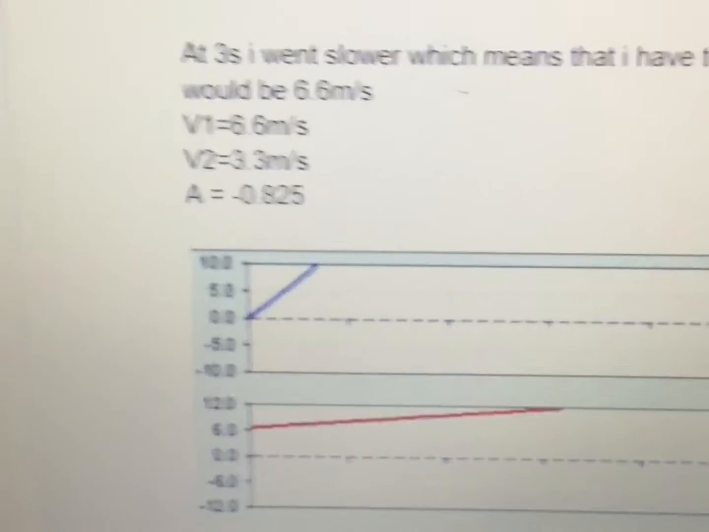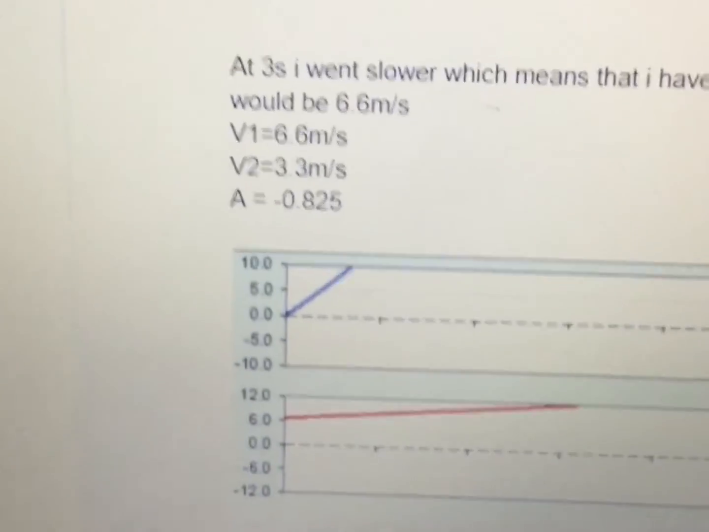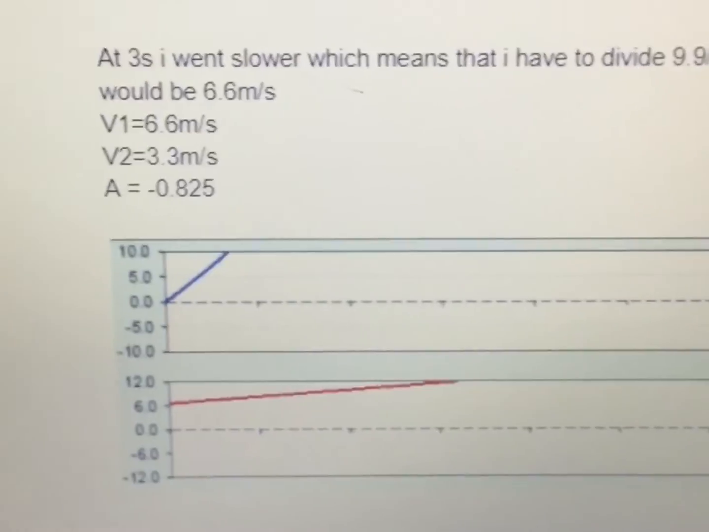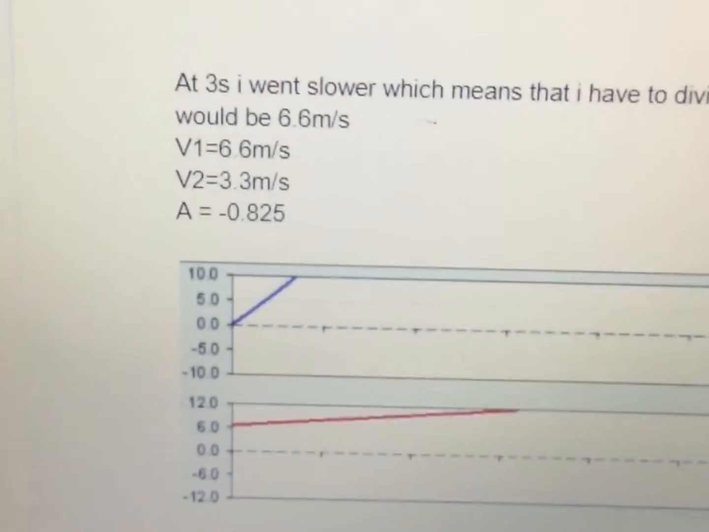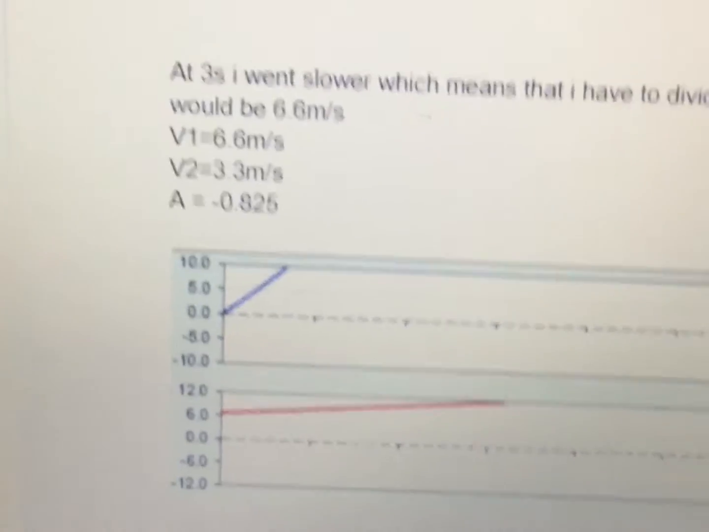Alrighty, so here we got the accelerated motion. Distance is still 9.9 because it's the same room. Time is 4 seconds. I'll start the video of me going across right now.